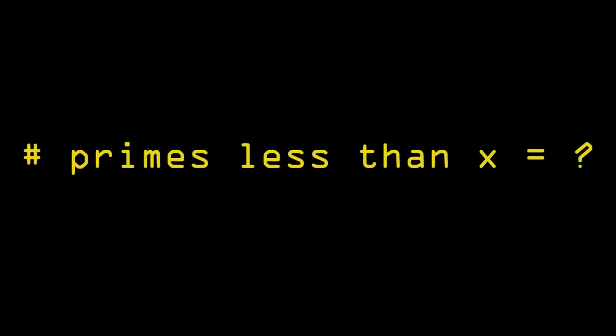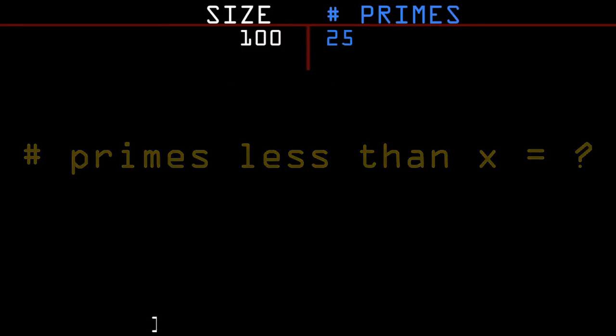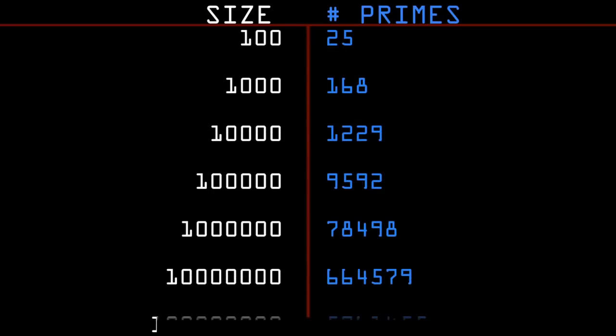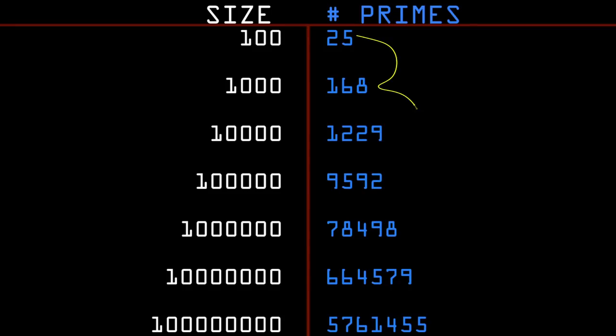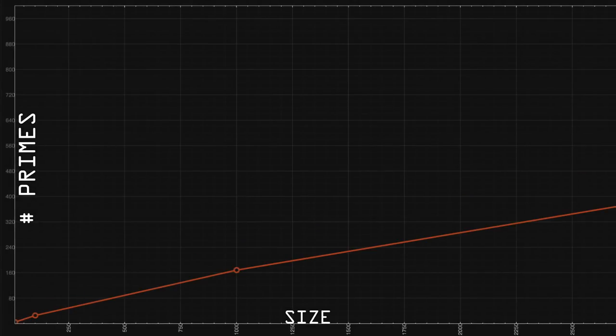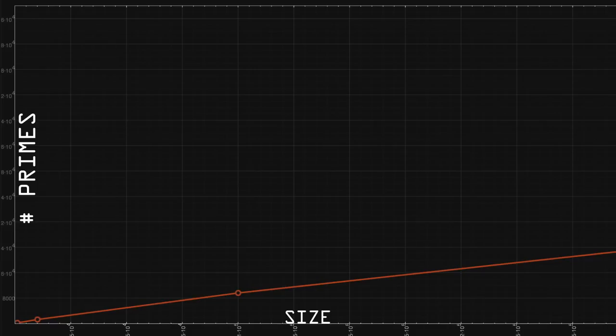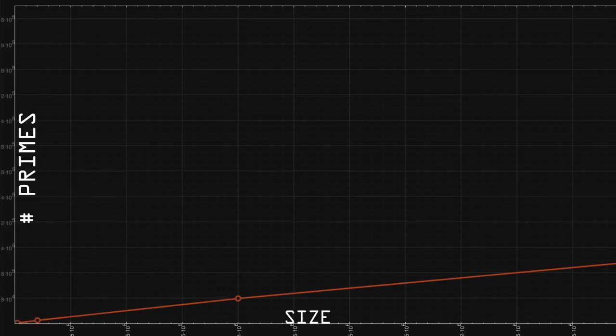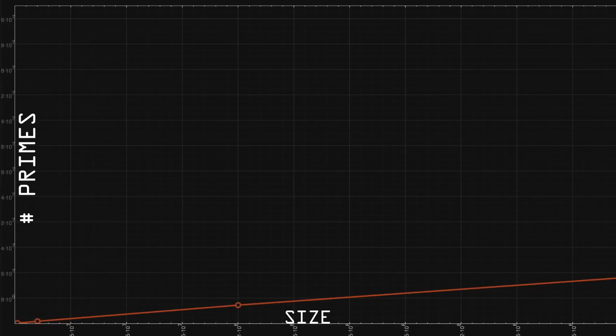So let's return to our question. How many primes are there less than some integer x? If we make a table, we see the number of primes is always increasing, though as we search further, we find fewer and fewer. Let's graph the number of primes found on the vertical axis and the search size x on the horizontal. As we zoom out to include billions of numbers, notice the curve never flatlines. It's always rising, albeit gradually.